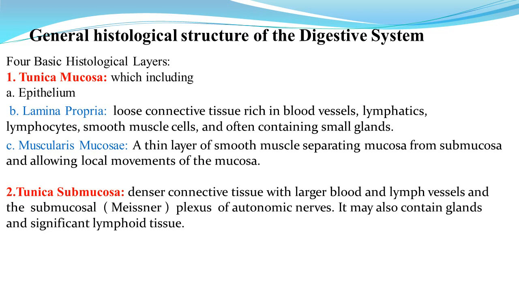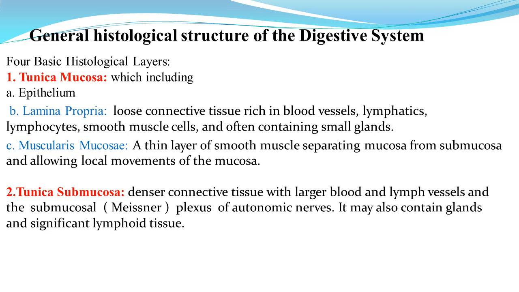The lamina propria is loose connective tissue, rich in blood vessels, lymphatic vessels, lymphocytes, and smooth muscle cells, and often containing small glands. While the muscularis mucosa is a thin layer of smooth muscle separating mucosa from submucosa and allowing local movement of the mucosa.